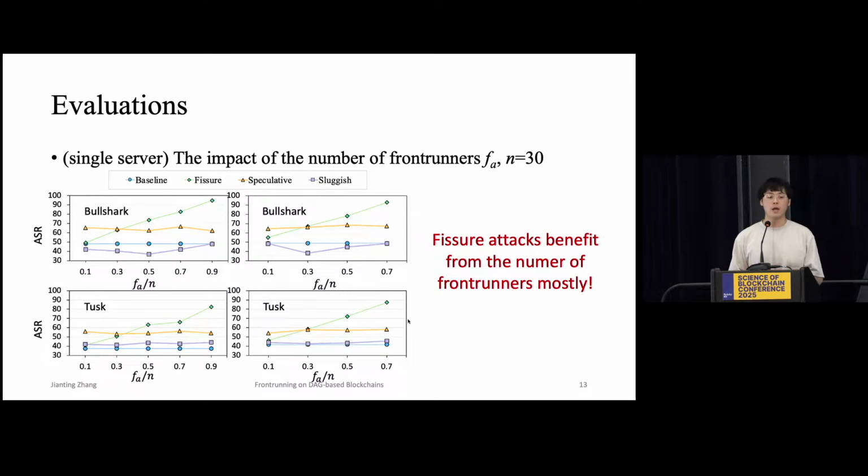First of all, we find that different inter-block front-running strategies are affected by different factors. For example, the fisher attack we propose mostly benefits from the number of attackers. It is not surprising, because with more attackers in the DAG-based blockchain, the victim block is connected by fewer blocks. So based on the connection priority, the victim block is more likely to be ordered later.